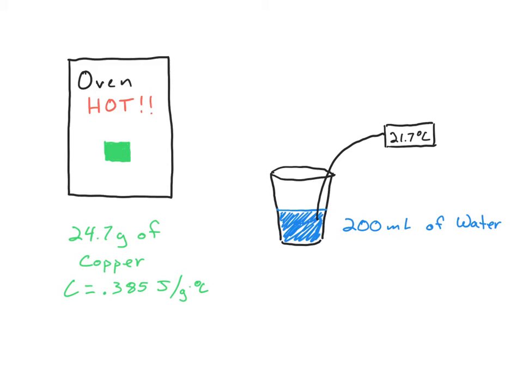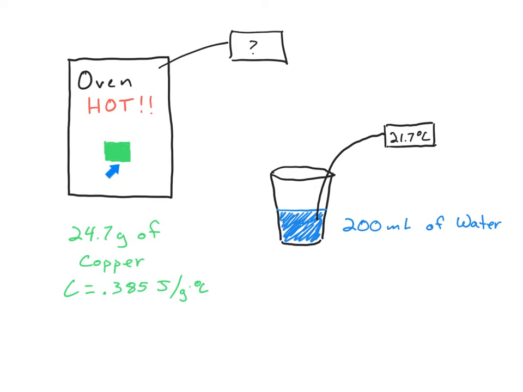Here's another example of how we might use this. We have an oven in the back of the room, and so we can put a piece of metal in that oven. The way that we would do this problem is we're actually trying to solve for the temperature of the oven. It's as though our temperature gauge is broken and we don't know what the temperature of the oven is. And we want to use our knowledge of thermal chemistry to determine the temperature of that hot oven. Here's our piece of metal inside of our oven. We've said it's 24.7 grams of copper. Copper has a specific heat of 0.385.